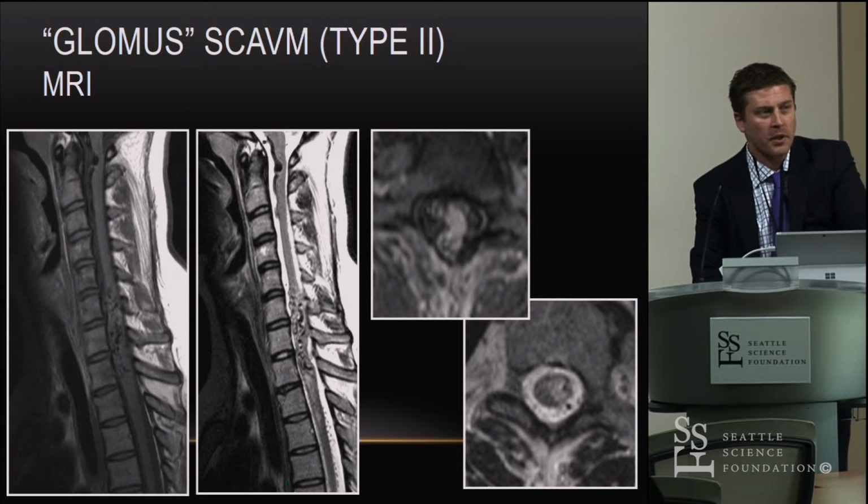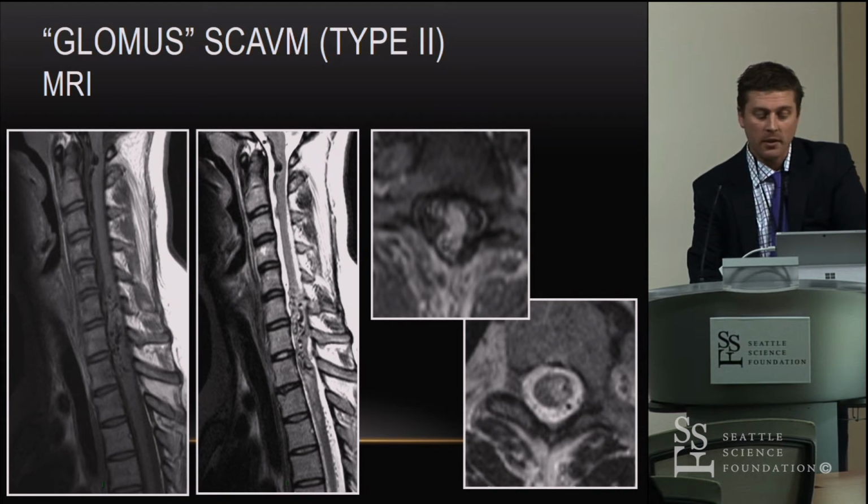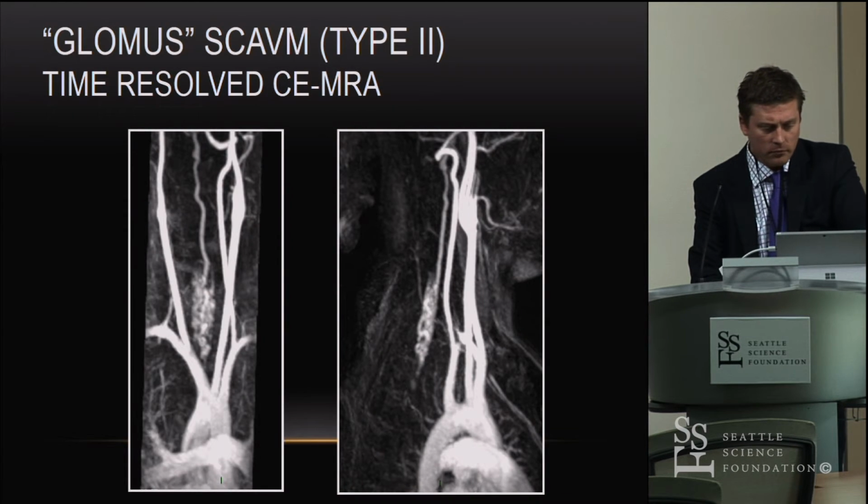Here's just another couple of pictures. You can see the spinal AVM type 2 right in the middle of the spinal cord, making these particularly challenging lesions to take care of surgically. The treatment is either surgical or with stereotactic radiosurgery.